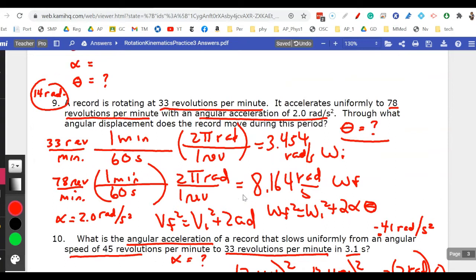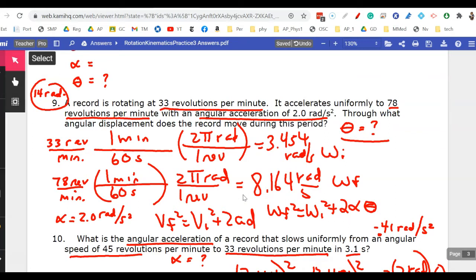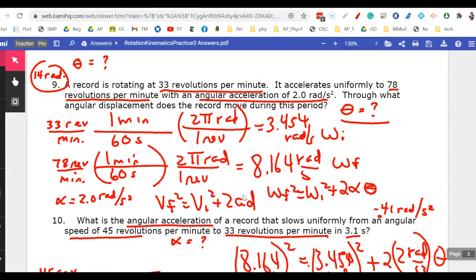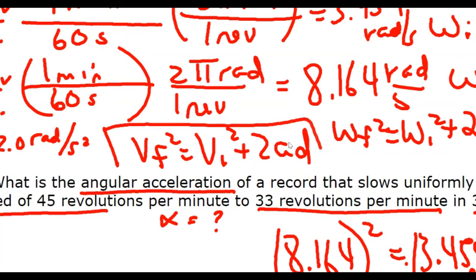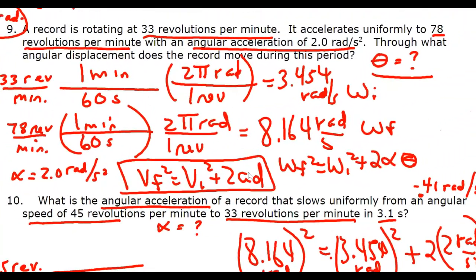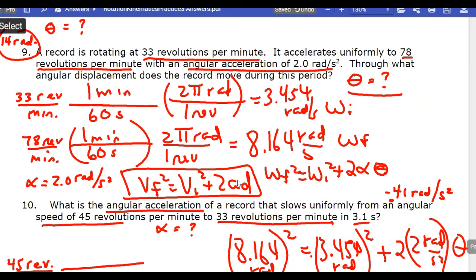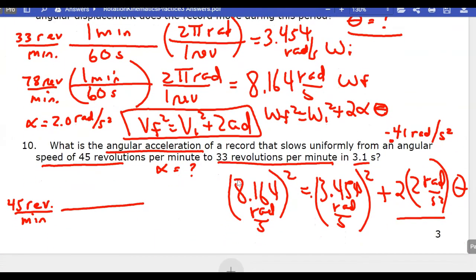Did you follow all that? So what's my thinking? I've got two things that are in the wrong rotational unit. I convert them with ratios. Then I look at what I've been given, and it reminds me of this linear equation that I have to find the analog of. And I just put the numbers in. You should get 14. Good. If you got it wrong, do 8.164 squared minus parentheses 3.45 squared, and then you divide by 4. So can we go on to the next one? You see the general approach?